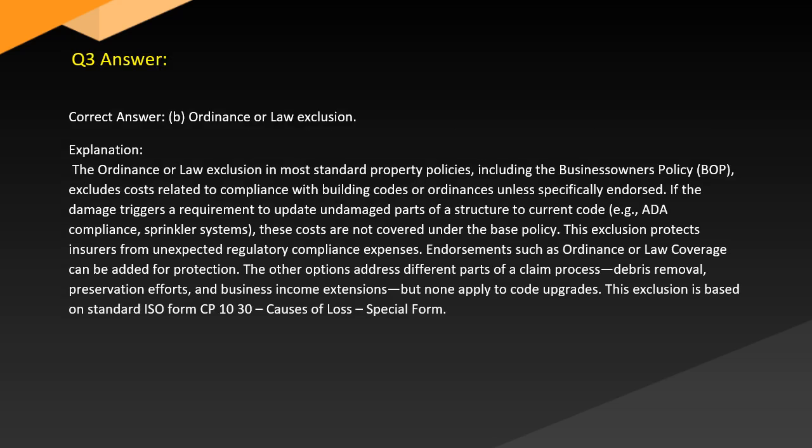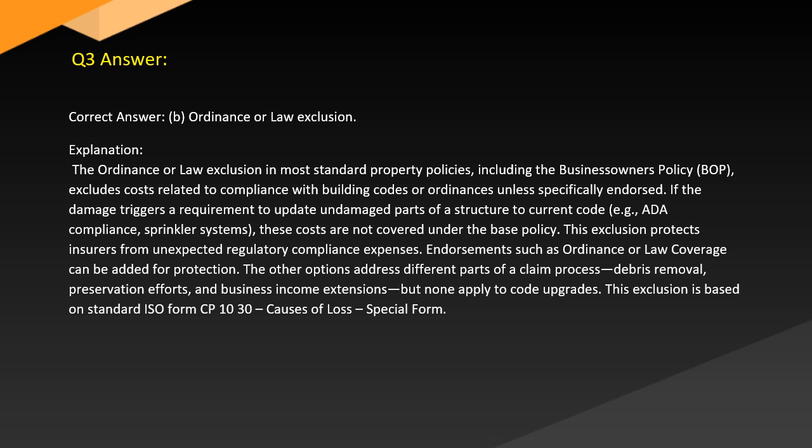Answer. Correct answer B. Ordinance or law exclusion. Explanation. The ordinance or law exclusion in most standard property policies, including the business owner's policy, BOP, excludes costs related to compliance with building codes or ordinances unless specifically endorsed. If the damage triggers a requirement to update undamaged parts of a structure to current code, such as ADA compliance or sprinkler systems, these costs are not covered under the base policy. This exclusion protects insurers from unexpected regulatory compliance expenses. Endorsements such as ordinance or law coverage can be added for protection.